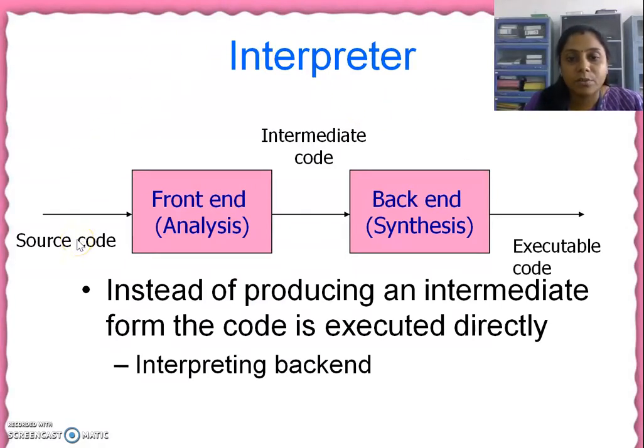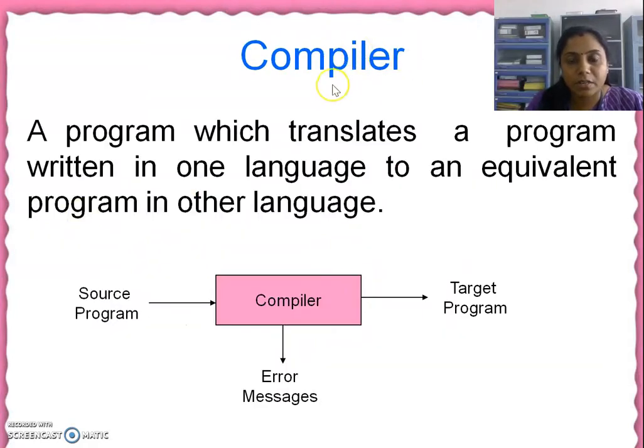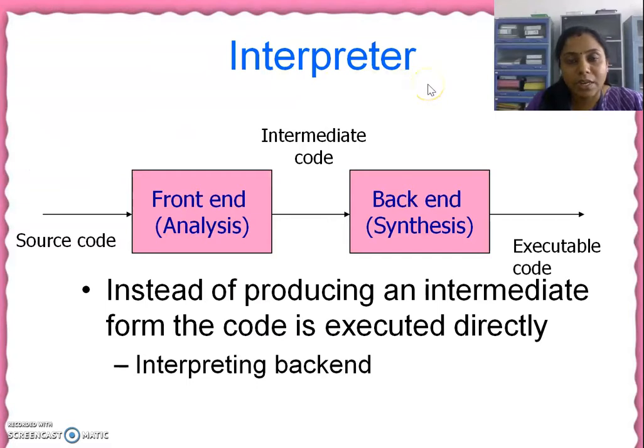The next one is the interpreter. The interpreter is used to produce the code directly instead of creating an intermediate code. That's the difference between a compiler and an interpreter. Normally, your compiler converts your whole program into machine-level language, whereas in the case of an interpreter, the statements are executed line by line, and each source statement is converted directly to machine code. That is the advantage of the interpreter. Here the source code is given to the front end, where there is an analysis process, an intermediate code is generated, and then a backend process, which we call synthesis, generates an executable code.